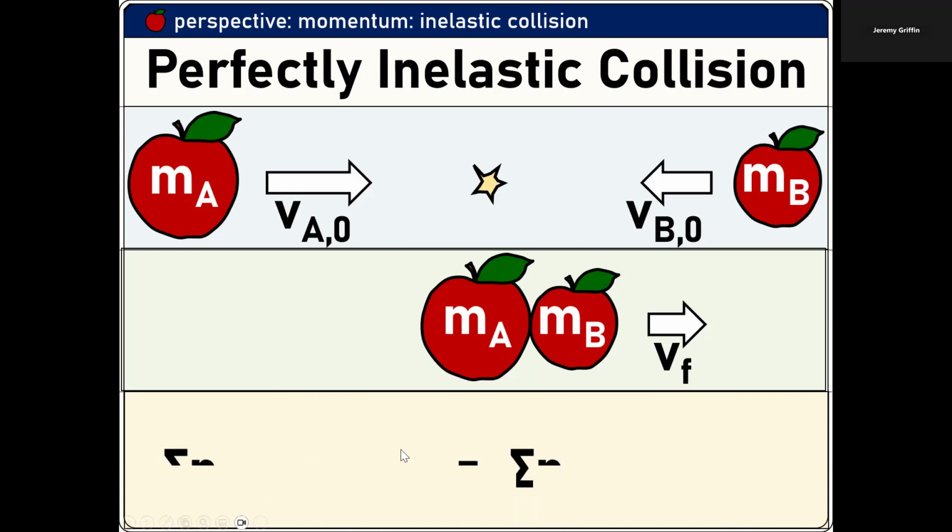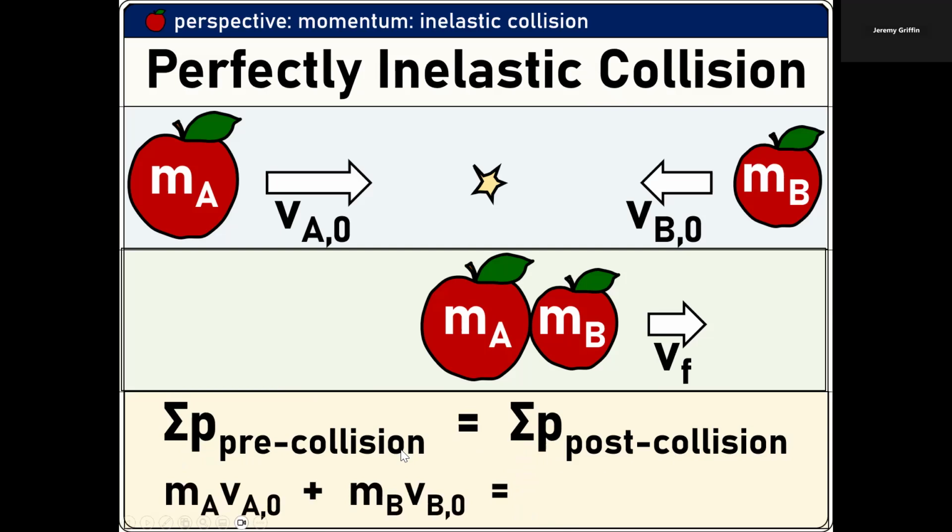All right, what did you guys come up with? Okay, so it starts out the same. But how does it finish differently? Same velocity, but yeah, it makes one giant mass moving at a common final velocity. Is that what you guys just wrote?